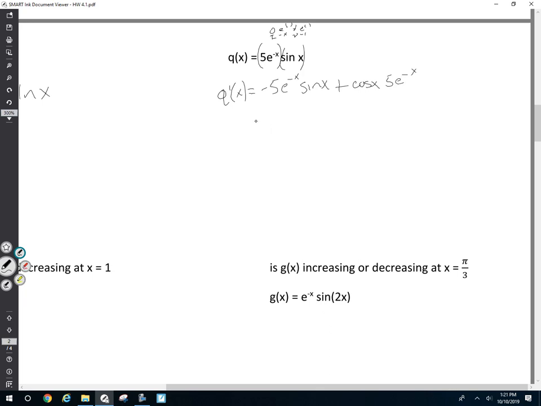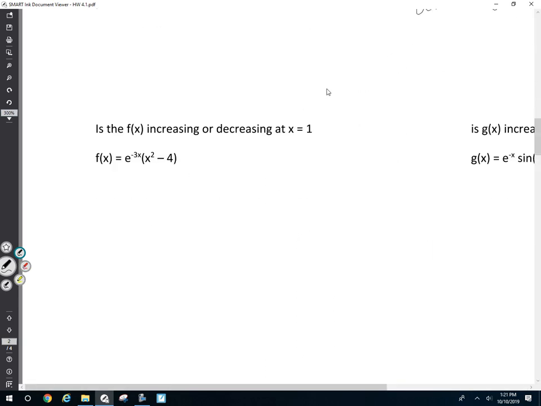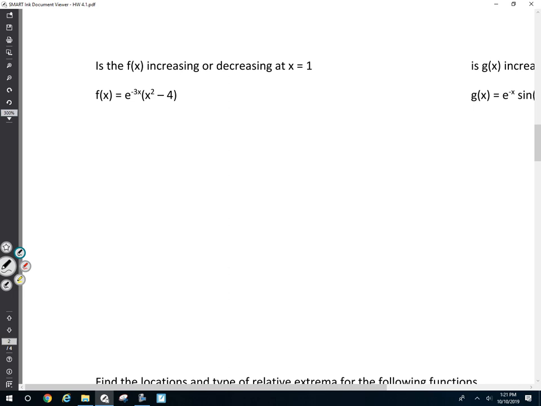I don't know, maybe factor out the 5e to the negative x. Negative sine x plus cos x. Maybe we'll need that when we do sign analysis. All right, is the function increasing or decreasing at x equals 1? Well, it's increasing if the derivative is positive. It's decreasing if the derivative is negative. Let's find out.